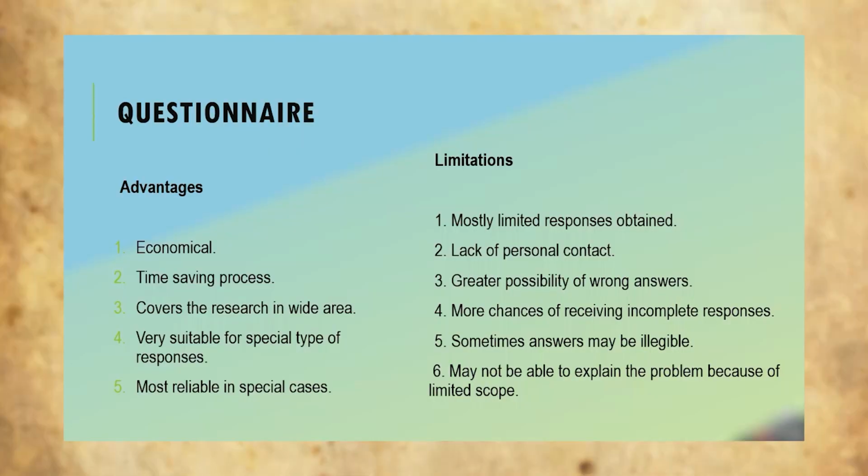It lacks personal contact. There is a greater possibility of wrong answers and more chances of receiving incomplete responses. Sometimes the answers may even be illegible and may not be able to explain the problem because of the limited scope. Now let's come to understand the different types of questionnaire that are used in the research method.